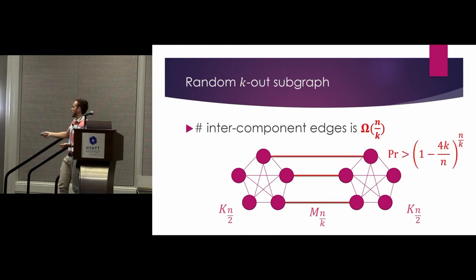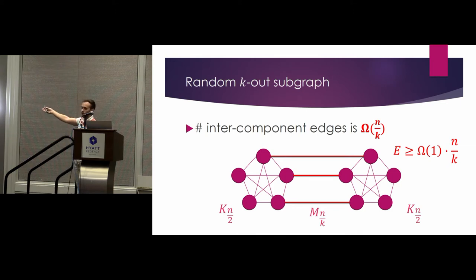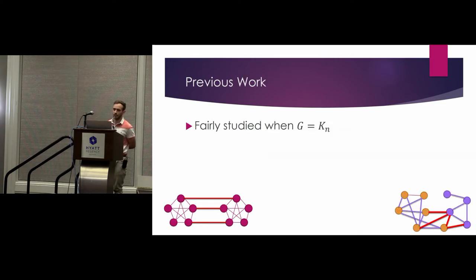Okay. And as we have n over k edges in the matching and they are all picked independently, because different nodes pick each of them, the probability of missing all of these edges is roughly (1 minus k over n) to the n over k. This thing is a constant, so in expectation we have at least a constant times n over k edges. This means that we cannot expect getting better than that, and we think that this is exactly what you should get for every k.